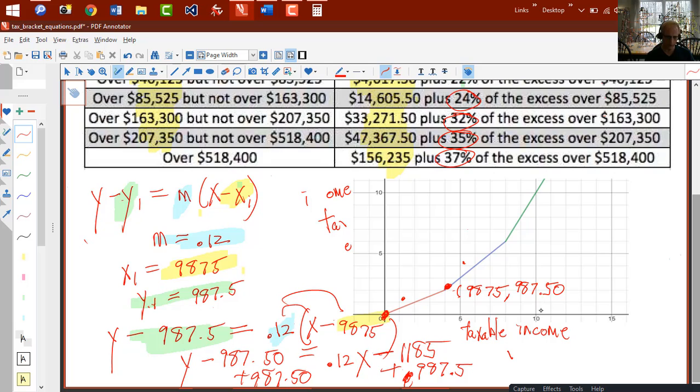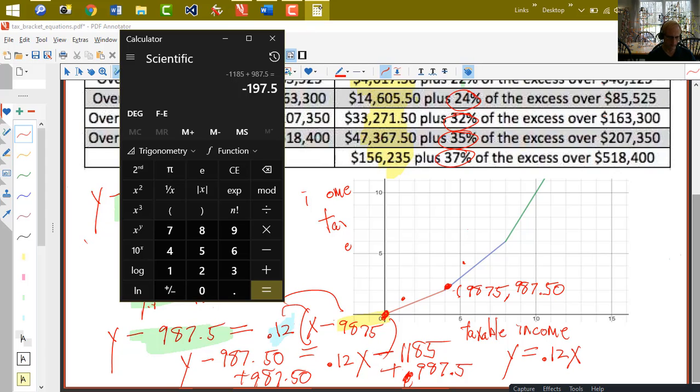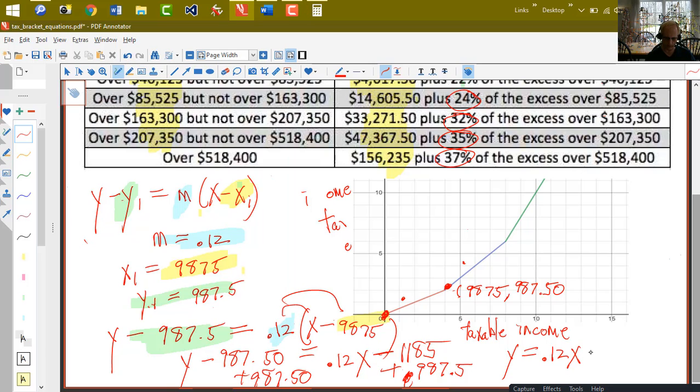So my equation for the second tax bracket is y equals 0.12x, and then what did the calculator say it was? Minus 197.5. So that would be it. That's the equation of the second tax bracket.